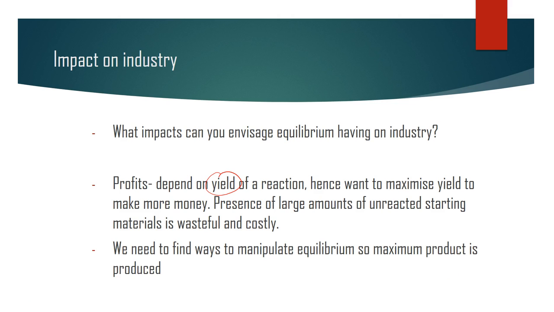What industrial chemists do when they try to optimize a reaction for industry is manipulate the position of equilibrium to make as much product as possible, and we will look at that in a later video.